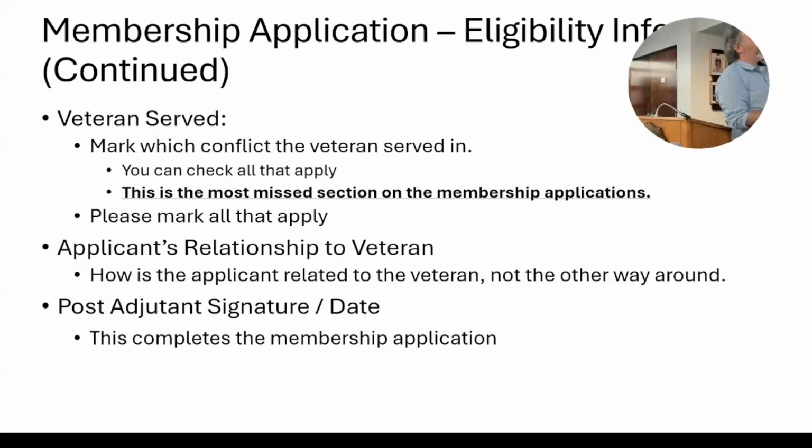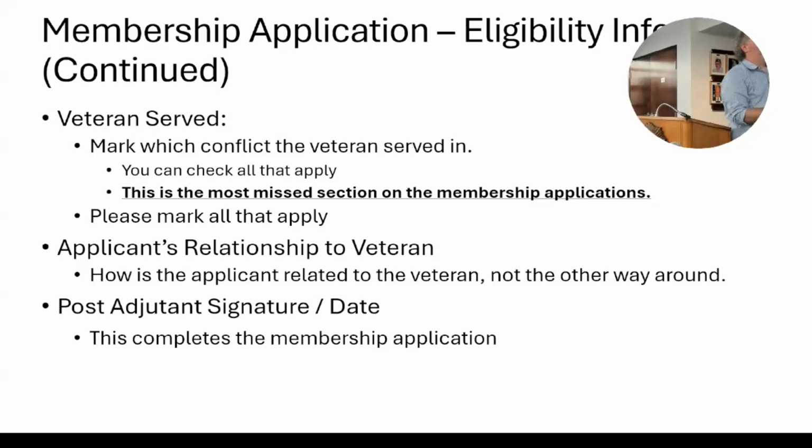Next up, we have the applicant's relationship to the veteran. This is how the applicant is related to the veteran, not the other way around. This is where I see a lot of mistakes, because you have male spouse, female spouse, daughter, granddaughter, mother, grandmother, sister, and self. A lot of people are putting who they're eligible under, and then they're marking male spouse because they're reading it as the veteran's male spouse. This is your relationship to the veteran, not the veteran's relationship to you.